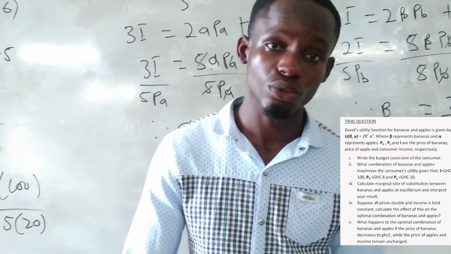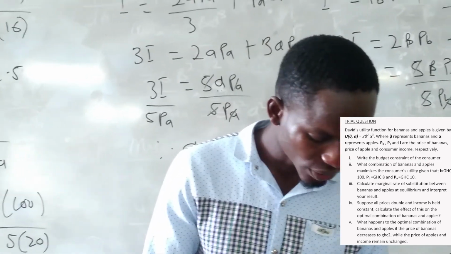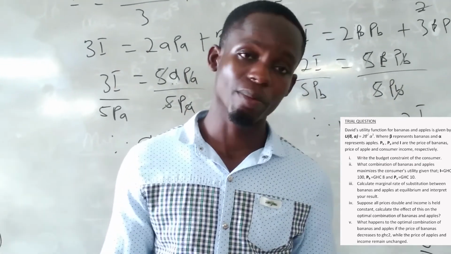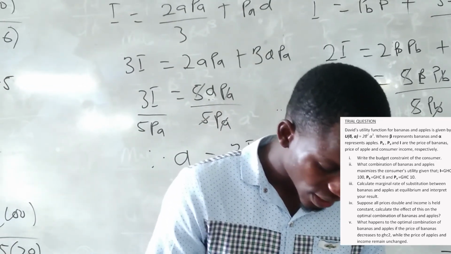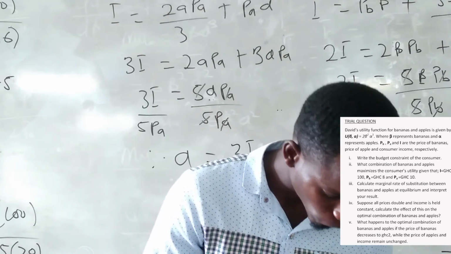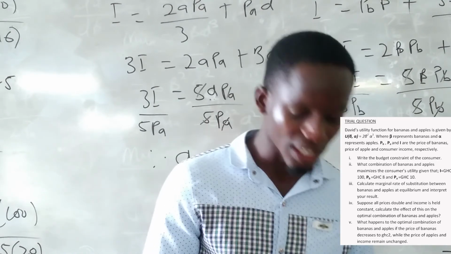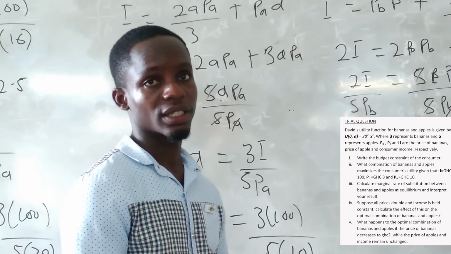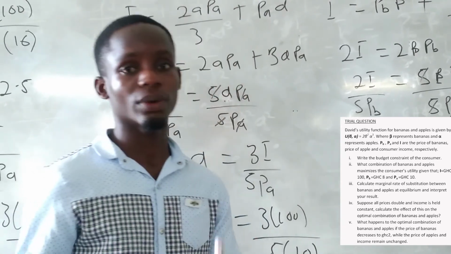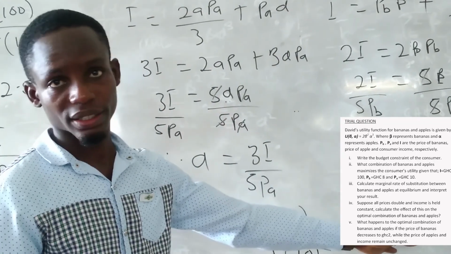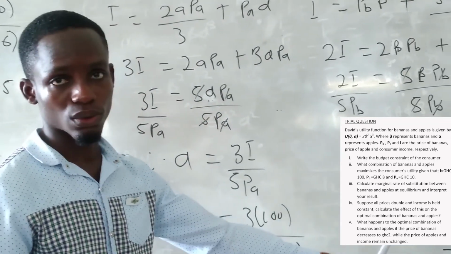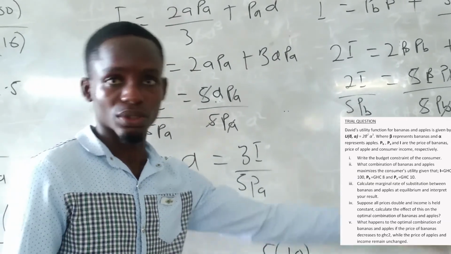Let's look at the other one, which is the last one, V. What happens if the price of beta decreases to 2, whilst the price of apples and income remain the same? So here what is happening is that it is the price of banana that is decreasing, whilst the income and the price of apple are the same. So what happens? You go back to your demand function for alpha. If price decreases to 2, what will happen? You substitute again to determine what will happen.